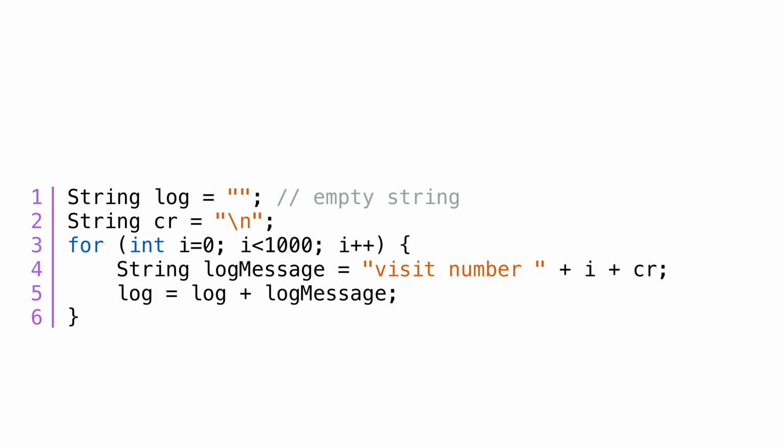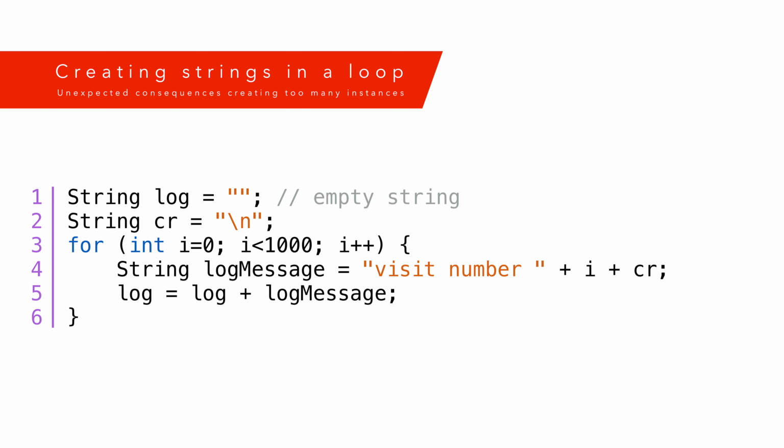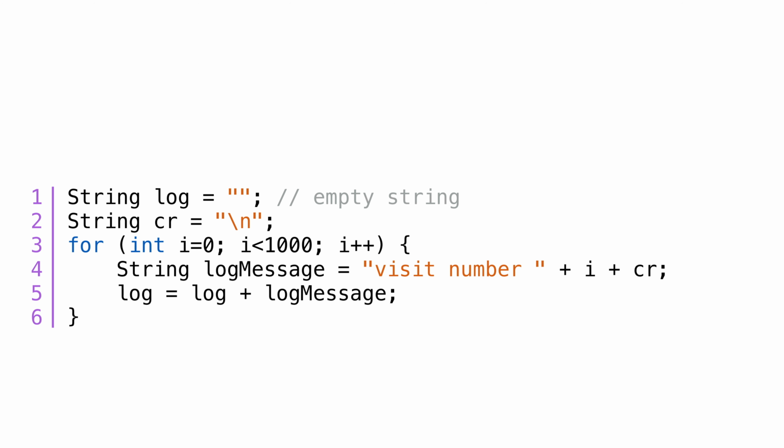Imagine if we're creating a log file. In our loop, we want to add to our string a log entry. We'll keep the message simple. We'll just say visit number and the number of the visit. The variable CR is the carriage return.